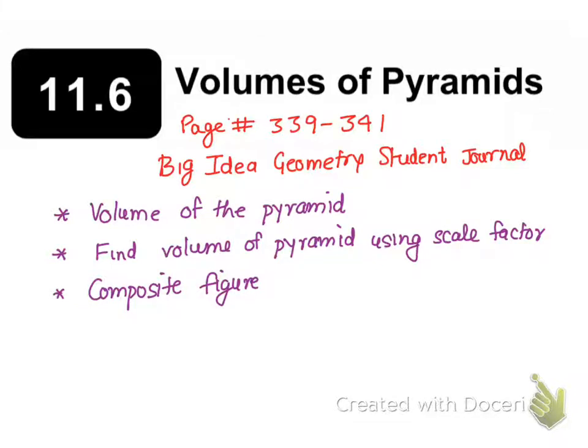Hello geometry students. Today we are going to start section 11.6, volumes of pyramids. It's page number 339 to 341 from Big Ideas Student Journal Geometry, and today we are going to learn about the volume of the pyramid using scale factor and the composite figure. So these are the basic things we are going to learn today. So let's move to the very first thing.